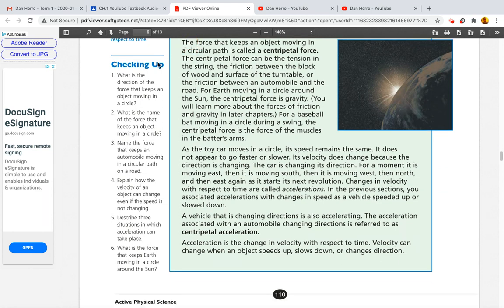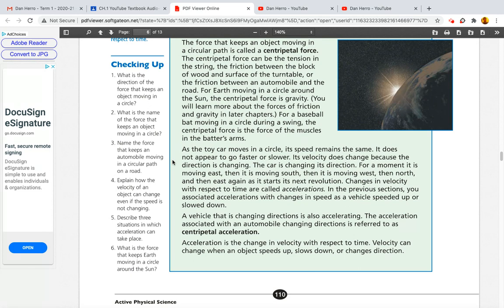The force that keeps an object moving in a circular path is called centripetal force. The centripetal force can be the tension in the string, the friction between the block of wood and the surface of the turntable, or the friction between an automobile and the road. For Earth moving in a circle around the sun, the centripetal force is gravity. For a baseball bat moving in a circle during a swing, the centripetal force is the force of the muscles in the batter's arms.